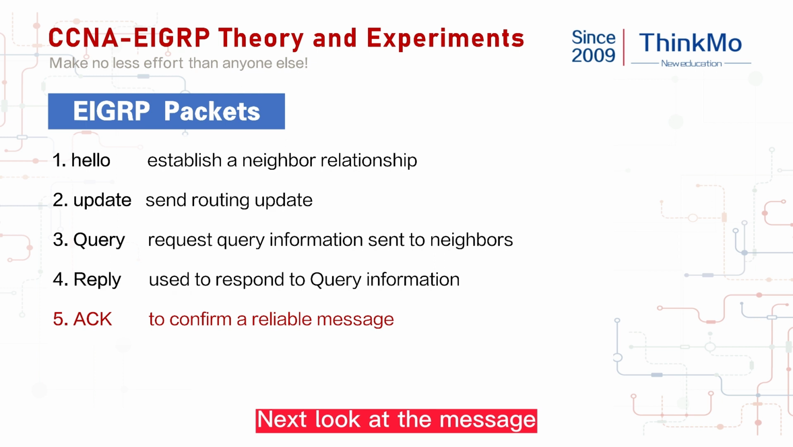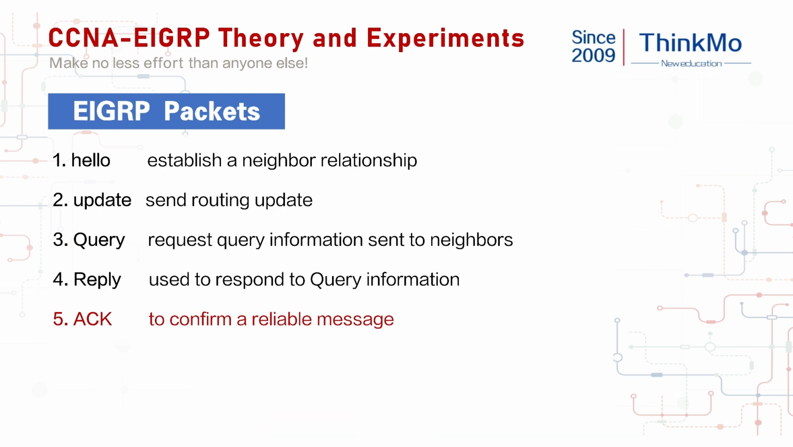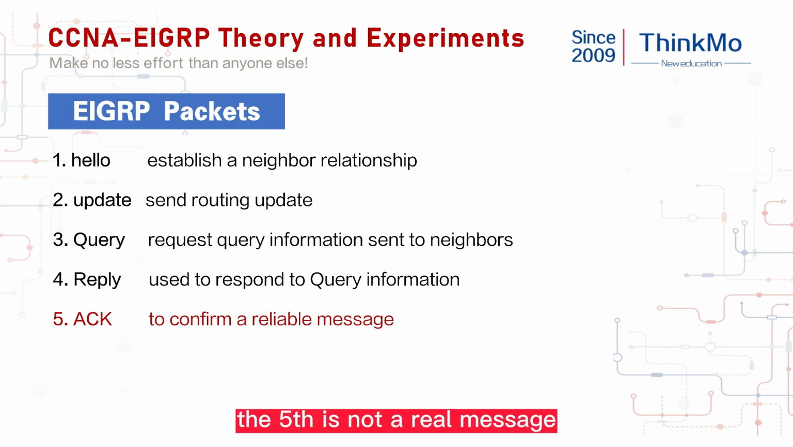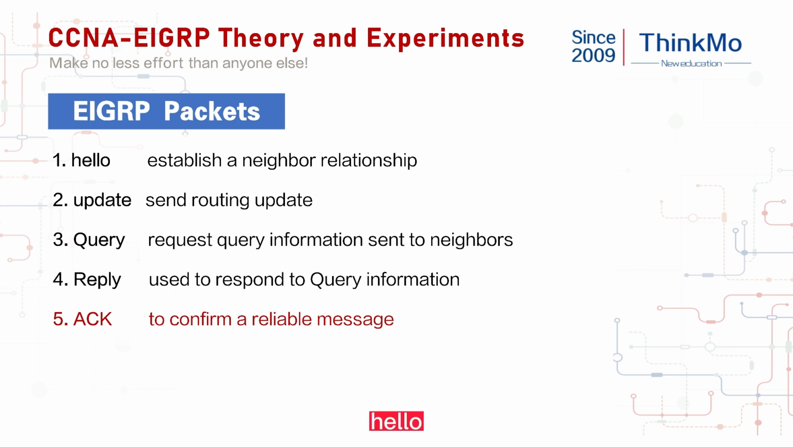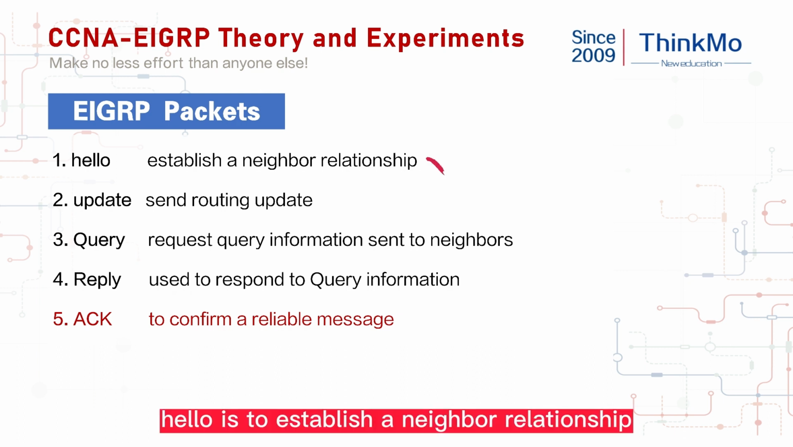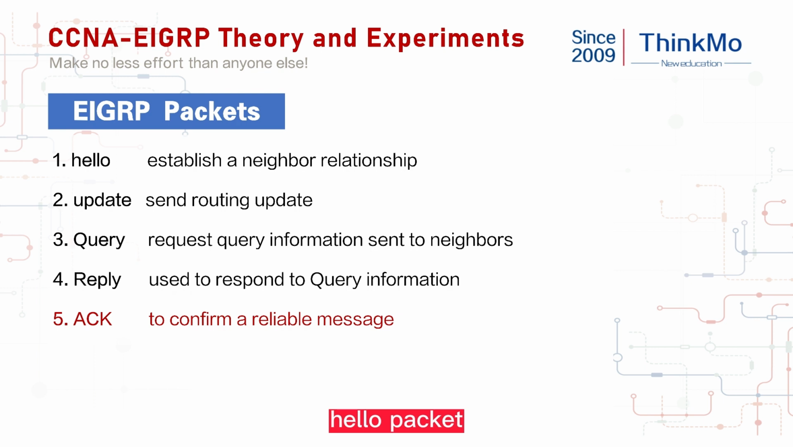Next, look at the messages. Let's not look at the fifth. In fact, the fifth is not a real message. There are 4 EIGRP packets: hello, update, query, and reply. Hello is to establish a neighbor relationship. The hello packet I just introduced to you.